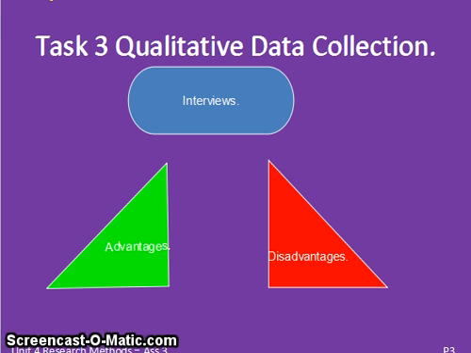The disadvantages are that an interview can take a lot of time and also requires someone skilled to get the right answers that they want out and to keep the interview flowing and makes the participant feel comfortable.